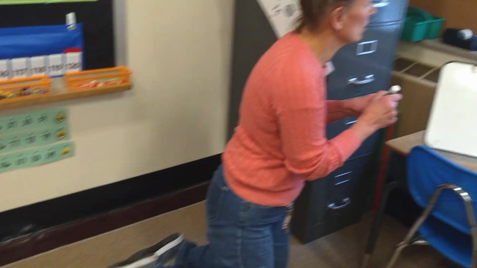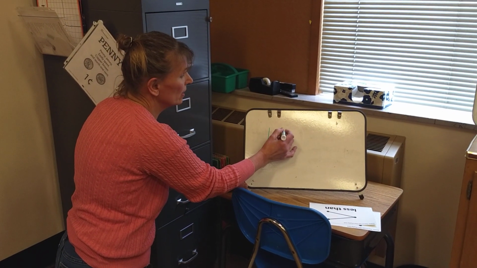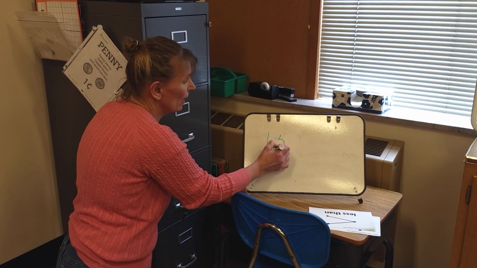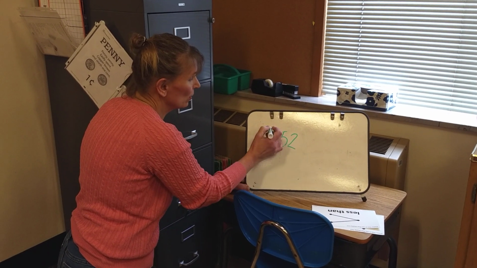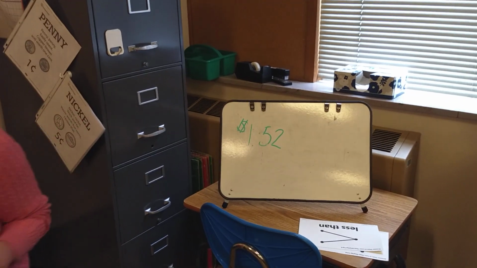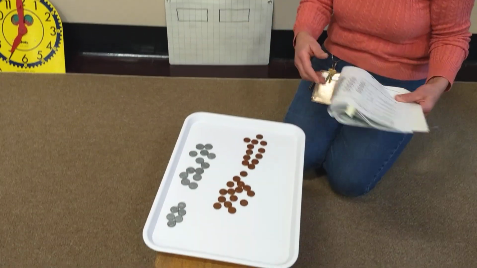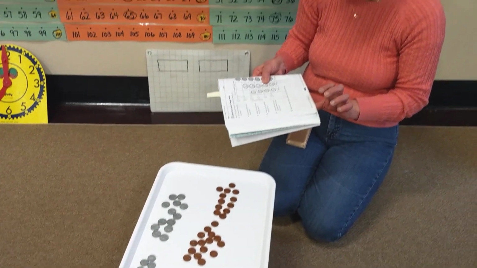$1.52, boys and girls. This is how you write $1.52. This is how much money, boys and girls, we had for the whole week. Check it out and count it on your own.